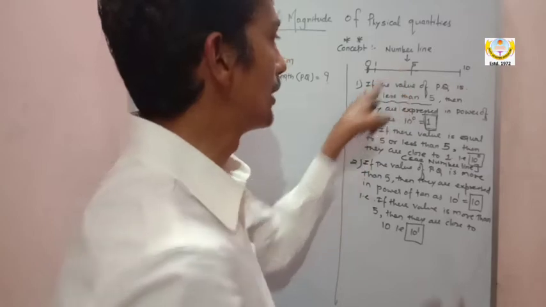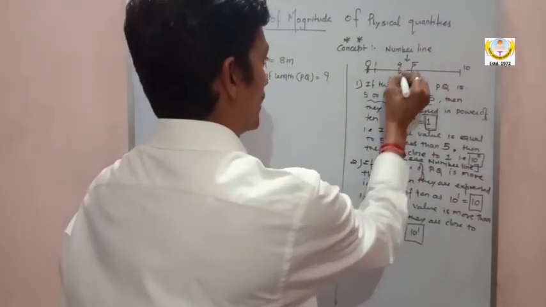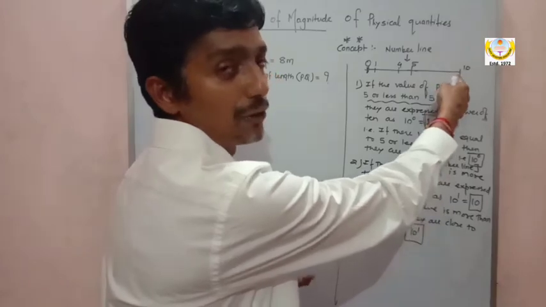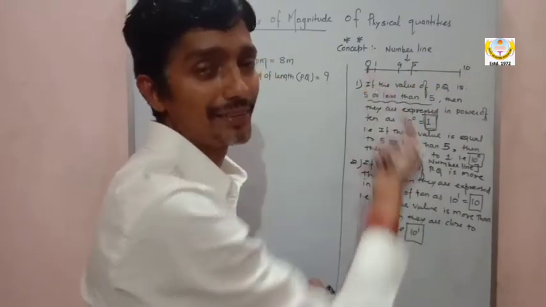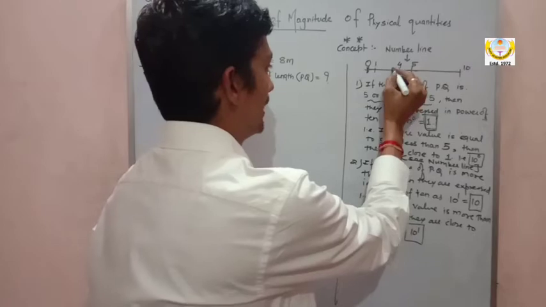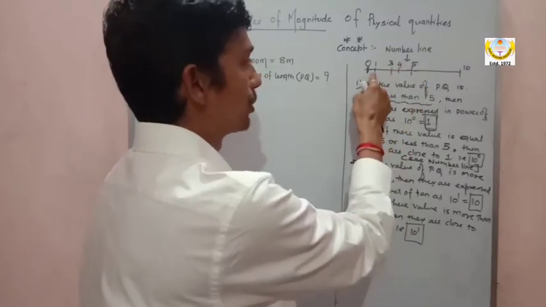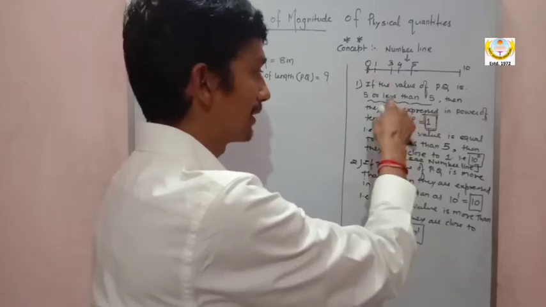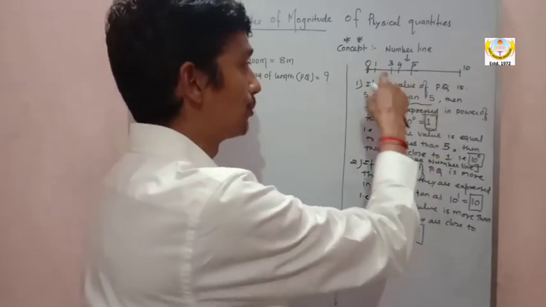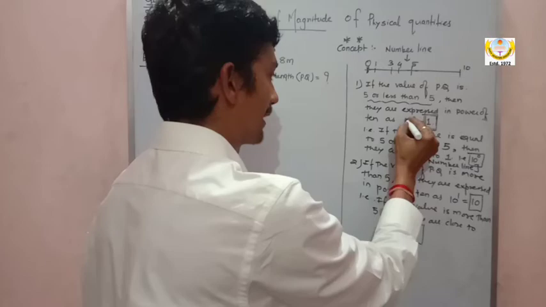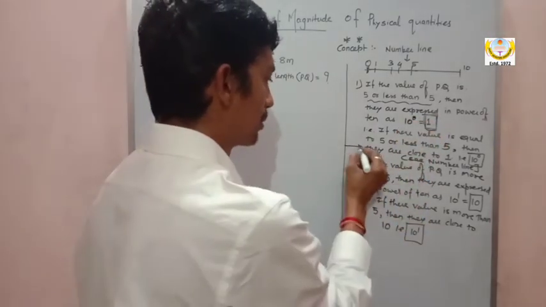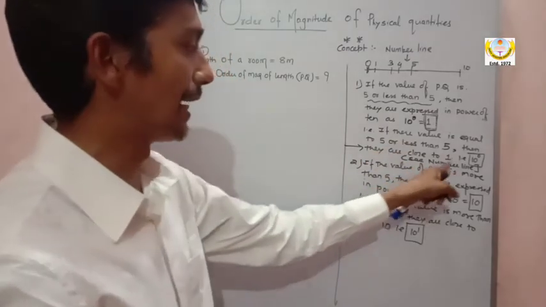4 is close to, if I say 4, here is 4. So you tell me, 4 is close to 1 or 4 is close to 10? Of course, my dear, 4 is close to 1. If I write here 3, so 3 is close to 1 or 3 is close to 10? 3 is close to 1. So any number up to 5 or less than 5 is close to 1, and therefore they are represented as 10 power 0. And therefore I have written that they are close to 1. See the number line, I have given the example.